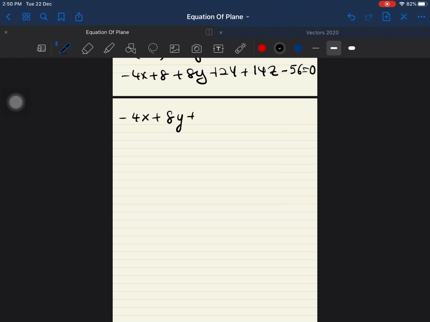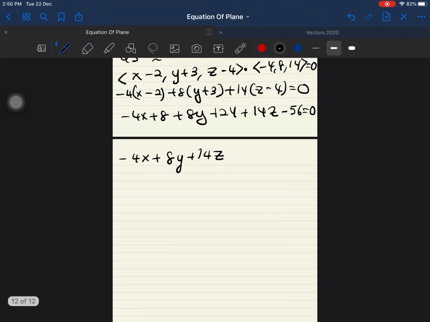Negative 4x plus 8y plus 14z. So we can simplify this. 8 plus 24 minus 56. So you will get negative 24.